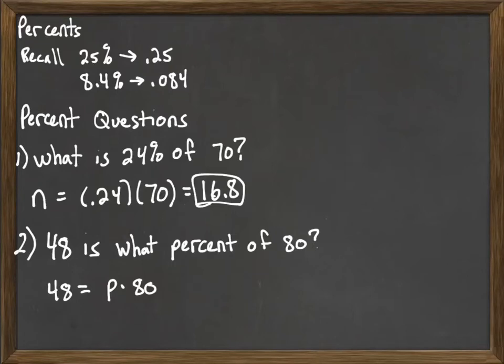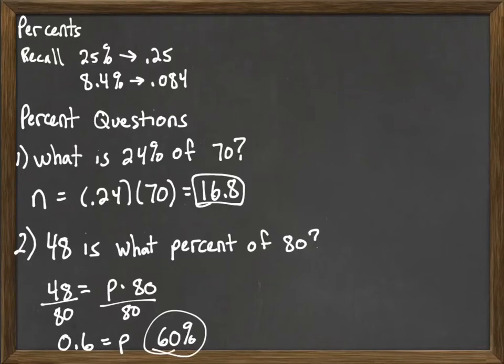And so we want to solve the equation for the unknown, which in this case is P. So we divide both sides by 80 to get P by itself. And then we do the division, 48 divided by 80. And fortunately that comes out to be a nice number here, 0.6. Now that answer is a decimal. The P that we found in the equation here is a decimal because that's how it has to be written in the equation. But we want to answer the question, what percent is it? So remember, we moved 2 places to make it bigger, and so it would be 60%. 48 is 60% of 80.